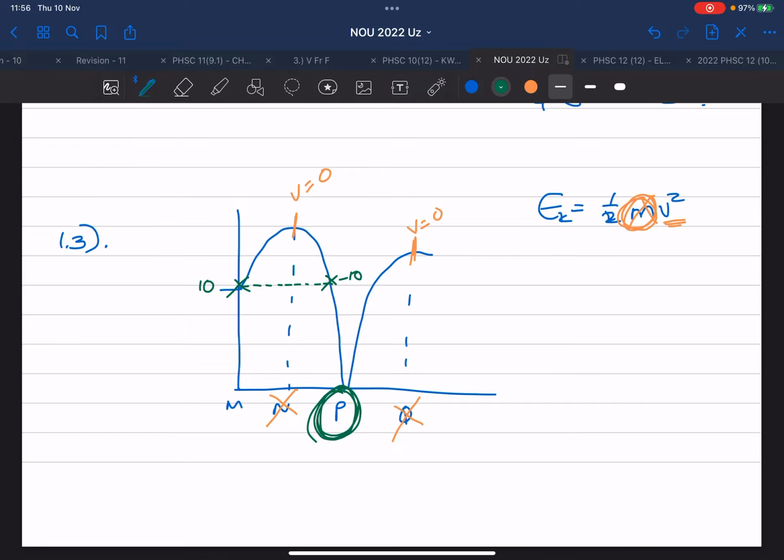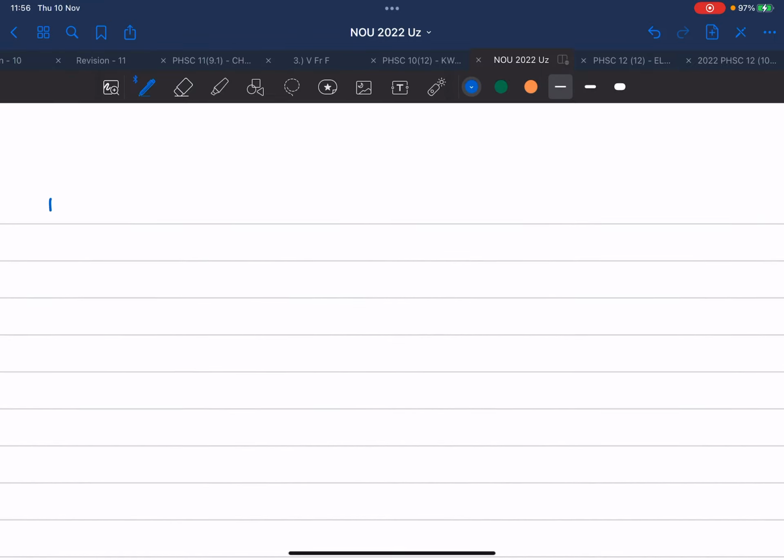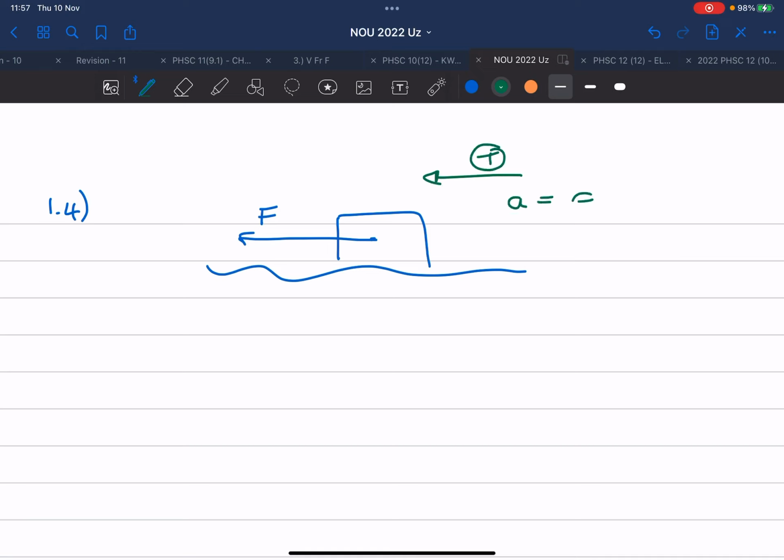Okay, 1.4. Okay, 1.4 and then we are done, people. They tell you a block is pulled to the left by a force, and a rough horizontal surface is slowing it down. So that means, if we choose left as positive, then the acceleration is negative. Being pulled by forces moving to the left, we're slowing down.